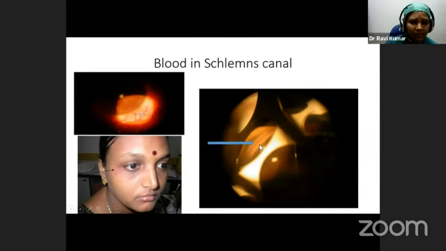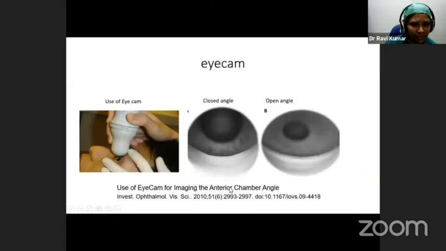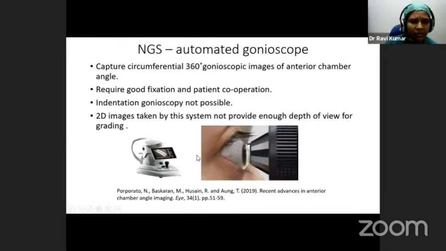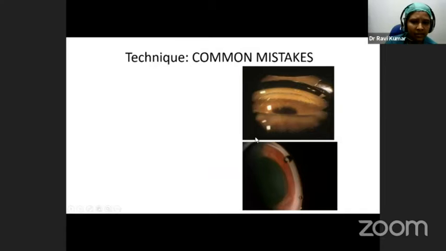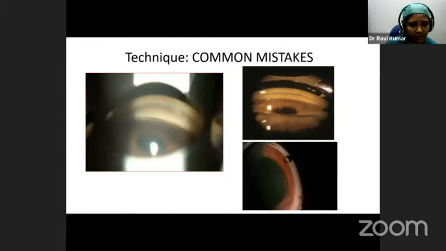So blood-tinged Schlemm's canal should not be confused with neovascularization of the angle. Here we don't see any vessels. Other modalities are the RetCam, NGS, Goniopen. Some common mistakes which can occur are when we press too much on the cornea, or if the gonioscope is not kept parallel to the iris plane, you can get bubbles. Sometimes we can artifactually open up an angle which has angle closure.